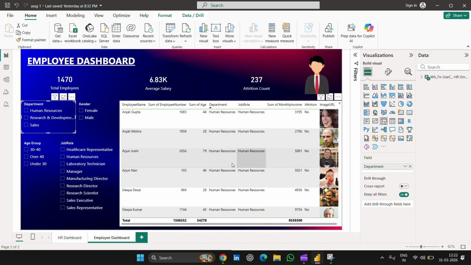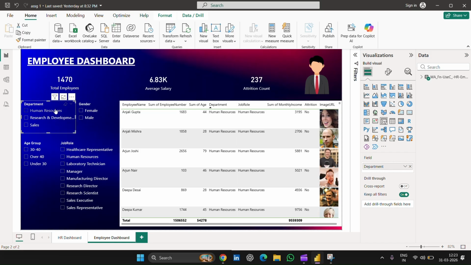This table is very useful for individual-level analysis. By this table, we can easily identify which employees have left the company, compare salaries across different roles, analyze which job roles have higher attrition rates, and understand the employee distribution in each department. So overall, it provides a granular view that supports decision making at the micro level.